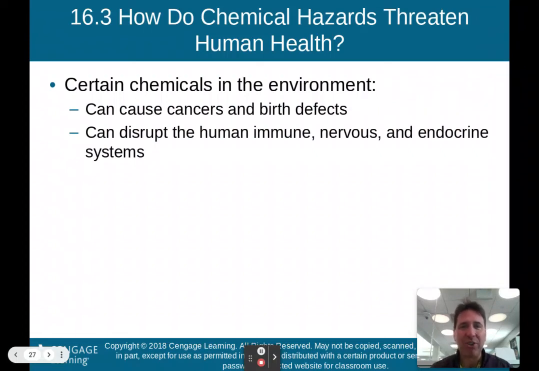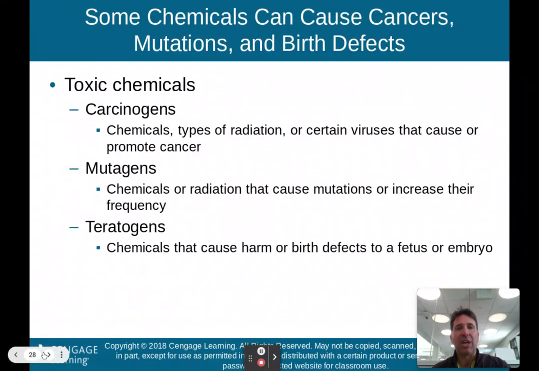So certain chemicals in the environment can cause cancers and birth defects, and can also disrupt the human immune, nervous, and endocrine systems. So toxic chemicals, all right, some chemicals, carcinogens. Carcinogens are chemicals, types of radiation, or certain viruses that can cause or promote cancer. All right, they are called carcinogens.